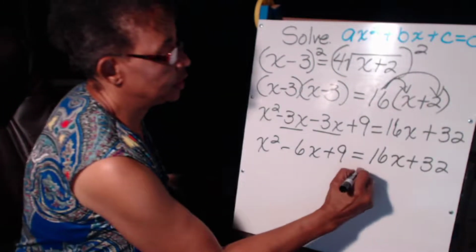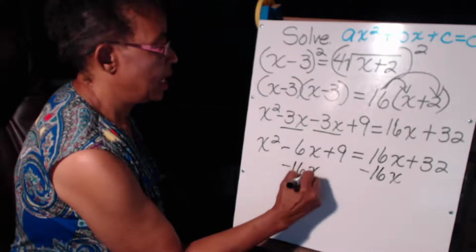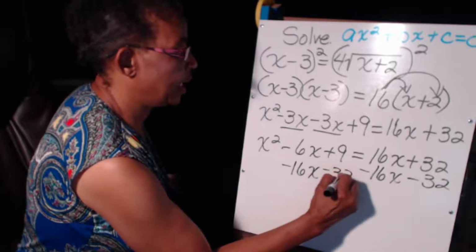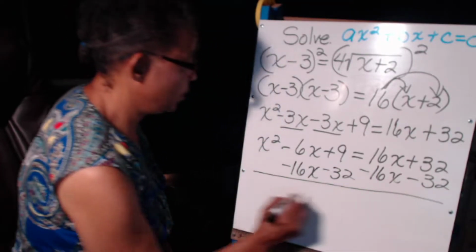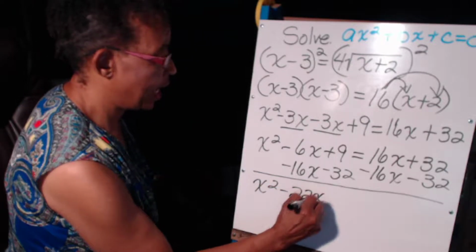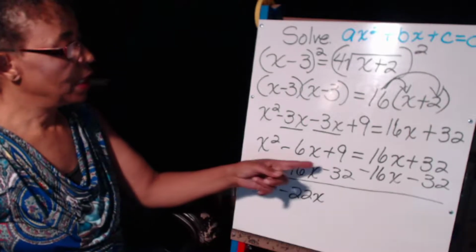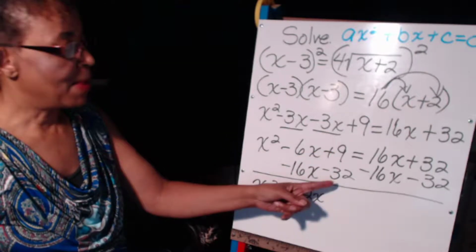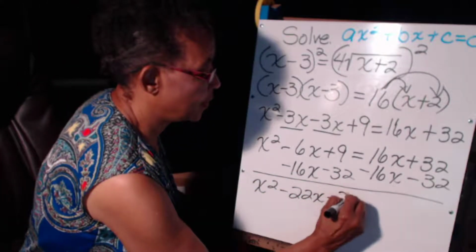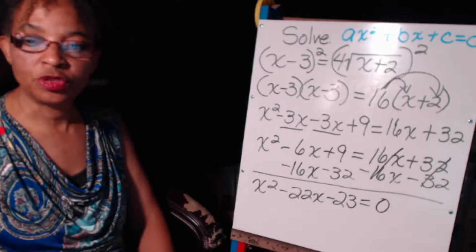So now I'm going to subtract 16x from both sides, and I'm going to subtract 32 from both sides. So that would leave me with x squared minus 22x. Negative 6 plus negative 16 is negative 22. Positive 9 minus 32 is negative 23. And that's going to equal 0 because both of these terms drop out.